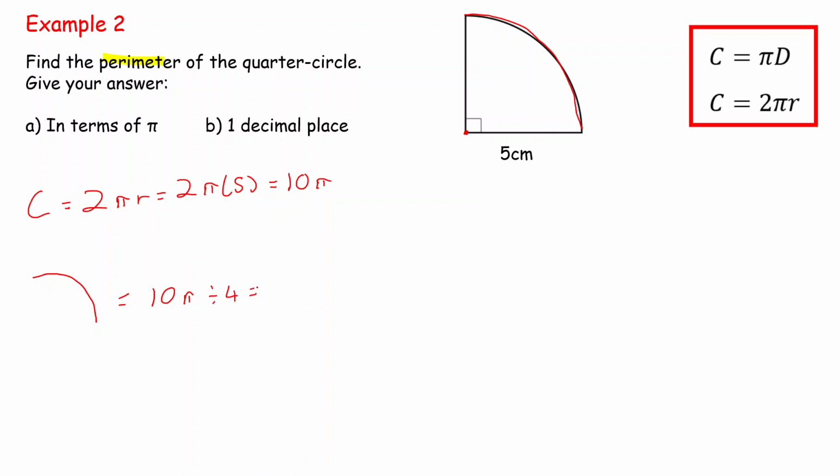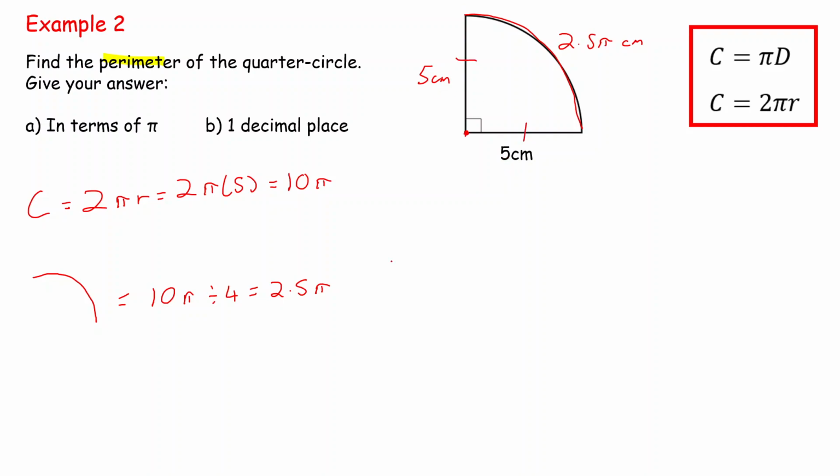And 10 divided by 4 is going to give you 2.5. So 2.5 pi. That is the length of this arc here, 2.5 pi centimeters. And if this is 5 centimeters, that's the radius of a circle. That must also be 5 centimeters because it's also from the center to the circumference of a circle. It's also a radius. It must be the same. This and this have the same length.